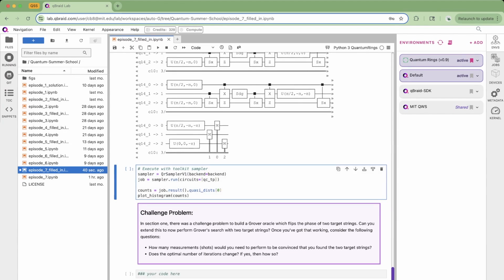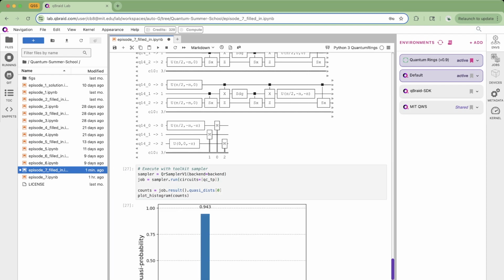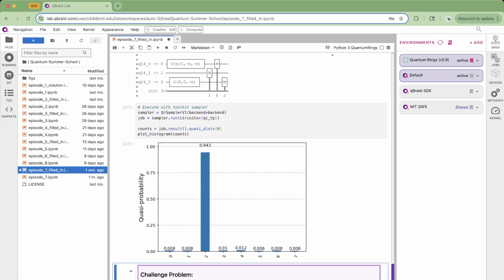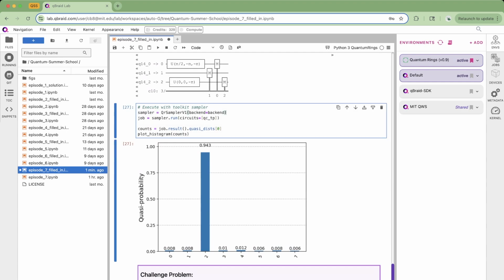And now we can execute this by using a sampler. So this is a little bit different than how we've been running things before. Just another way to run simulations. So we have the sampler and we can run this for a given circuit. And then we have some quasi distribution that we get out of this. So if you'll notice, now we're not talking about any specific number of shots, but rather the sampler is going to tell us the probability amplitudes of each of the states.